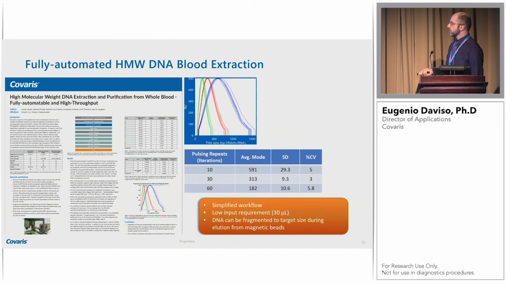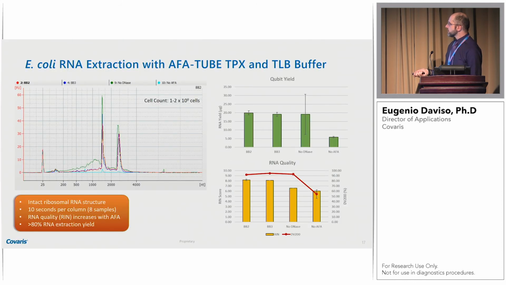And this is about the blood workflow, where not only were we able to extract the high molecular weight, but we also did shearing for WGS or for targeted panel. This is for NGS, and so on. So just a few words about RNA.